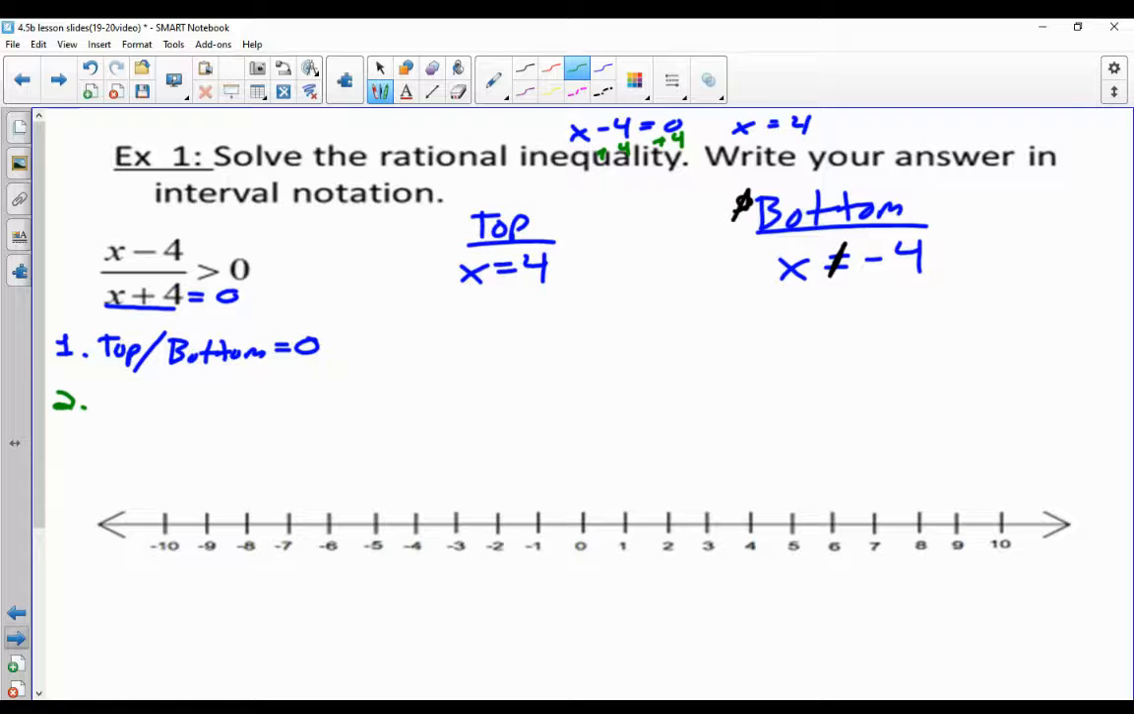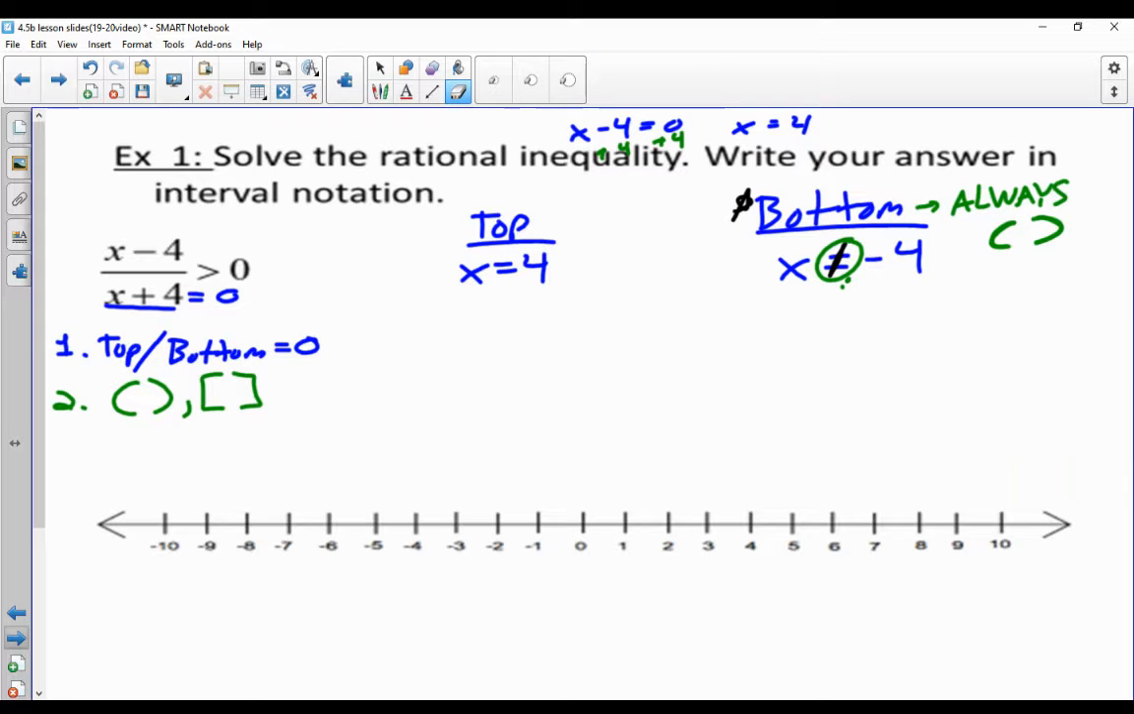Step 2, we need to determine if the top number and the bottom number, what type of brackets are they going to need? Well, I'm going to let you know the bottom is always going to be open brackets, specifically because of this. Since x can never equal negative 4, that's why we can only use open brackets for the bottom. If we used closed, we'd be saying that it could equal negative 4, which we do not want. The bottom will always be open brackets, no matter what.